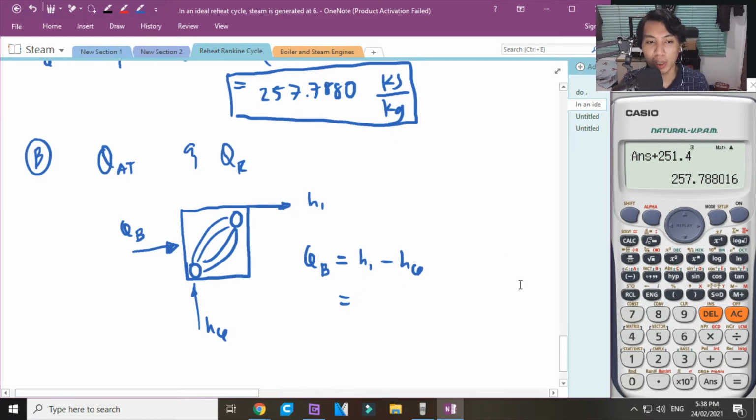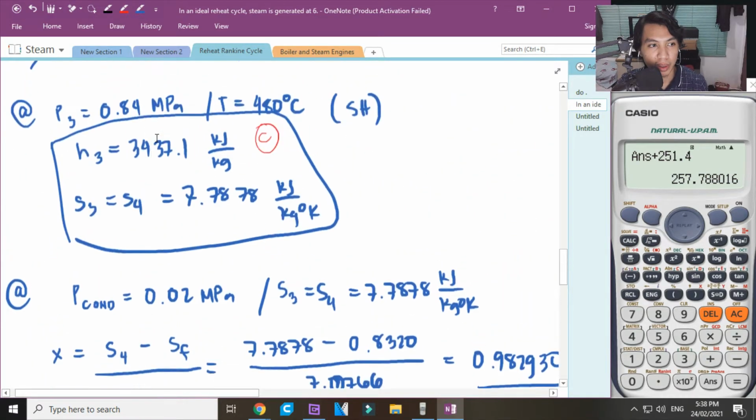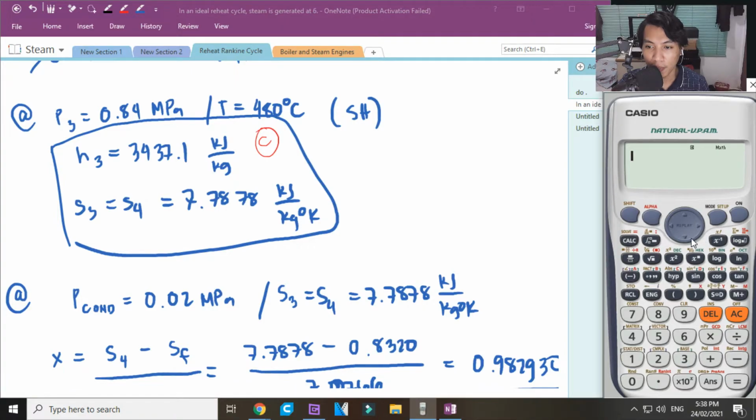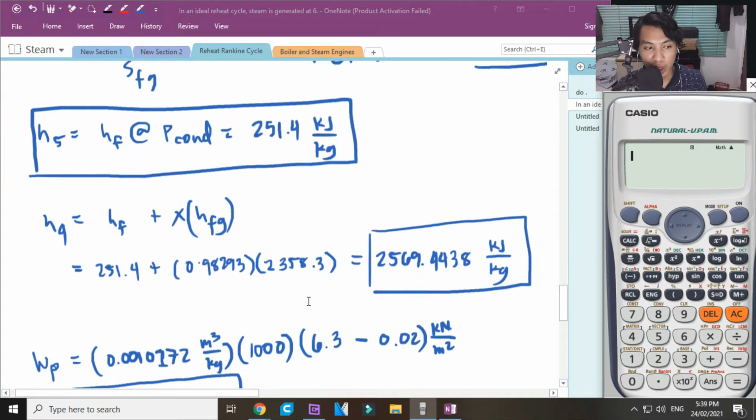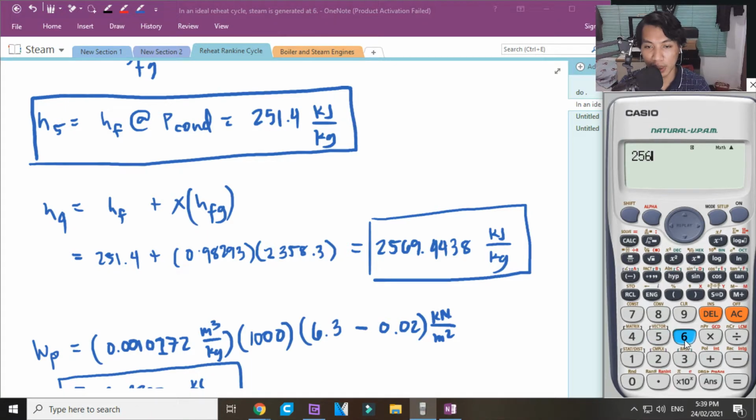Let's store all the values here first. Can you follow? So H6, we should store it. The answer, shift, store it to letter F. Then H3, which we have not stored yet, is 3437.1. Shift, store it to letter C. What do we store to letter D? H4, that is 2569.4438. Store to letter D. What do we store to letter E? That is 251.4. Shift, store to letter E.